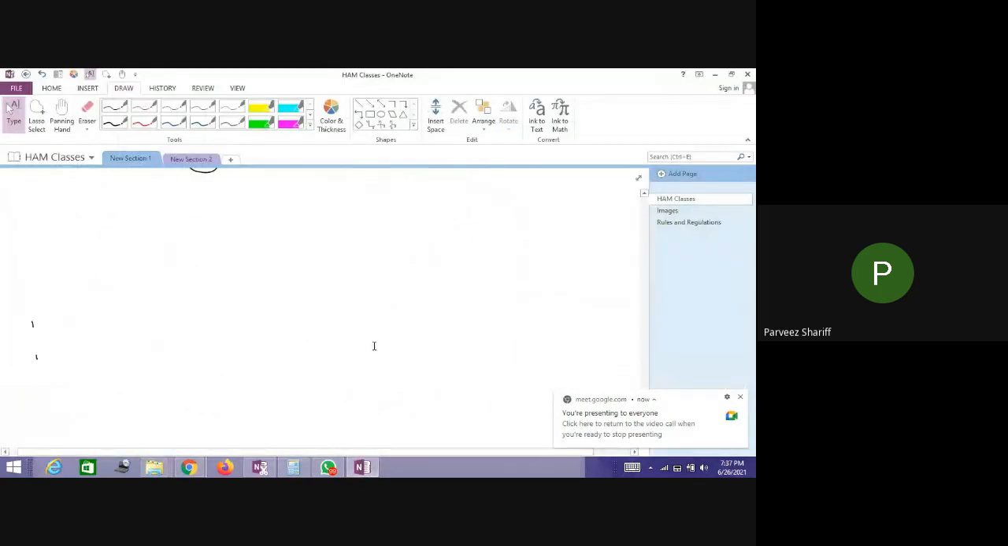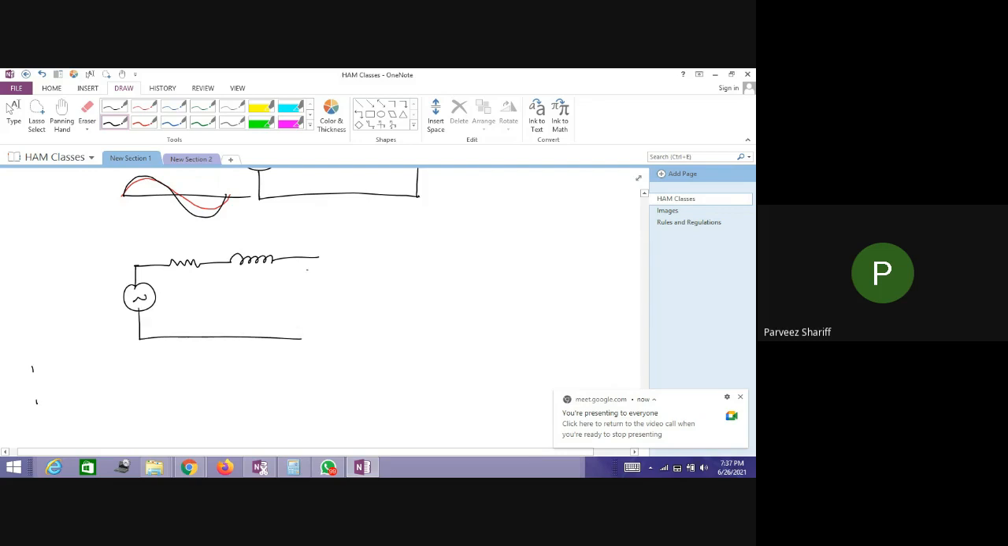Now what happens? Now let us take another circuit here. In this case, we have a resistor, we have an inductor, and we have an AC voltage source. You can call the AC voltage source anything. This is R and this is inductance L, inductor L.